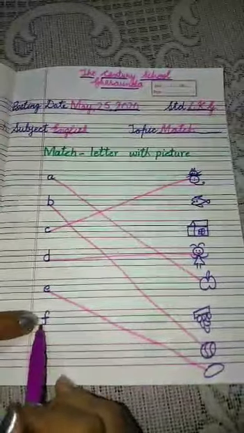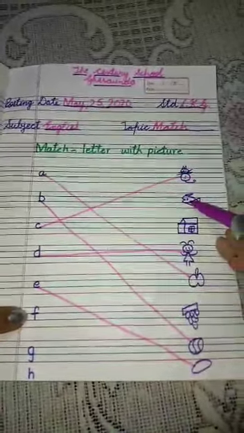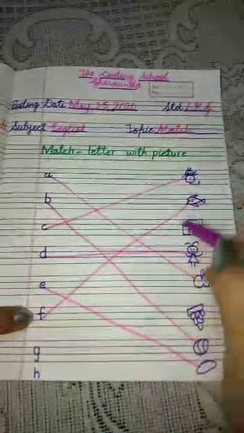This is F. F. F for fish. Find out where is fish. Is it right? No. Is it right? Yes. Put your pencil on F and match it with fish.